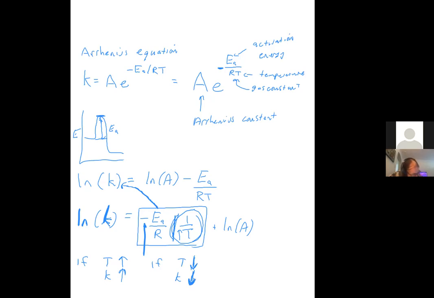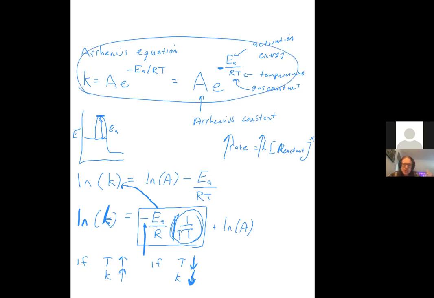Now, rate is equal to K times the concentration of your reactant, right, to some power X. So if K goes up, rate goes up as well. So in this particular question, they're not telling you the rate constant, they're telling you the rate. But rate and rate constant are proportional. So if they say the rate went up, really what they mean is the rate constant went up. There's no rate in this equation. It's just rate constant K.